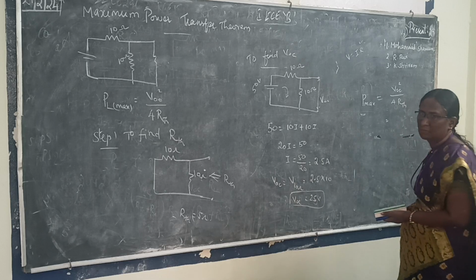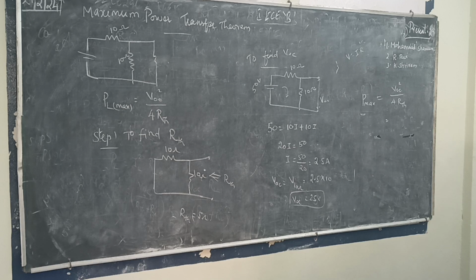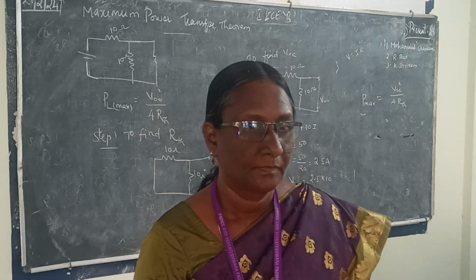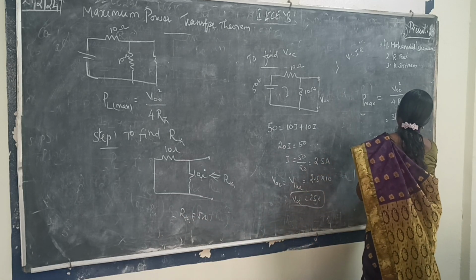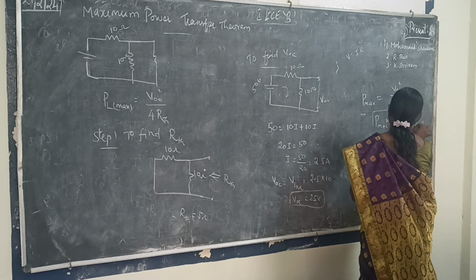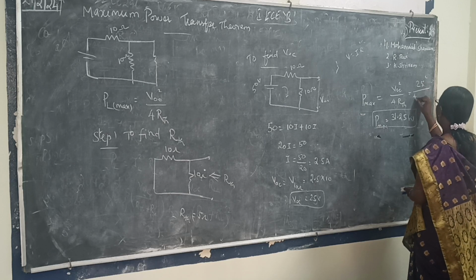Then find out, 31.25. The answer is 25. Unit? VOC is 25 squared by 4 into 5.